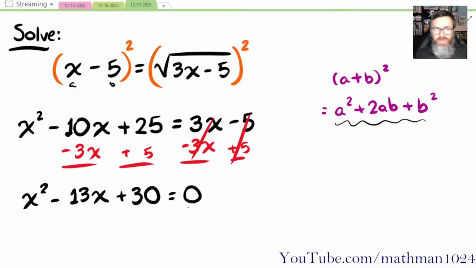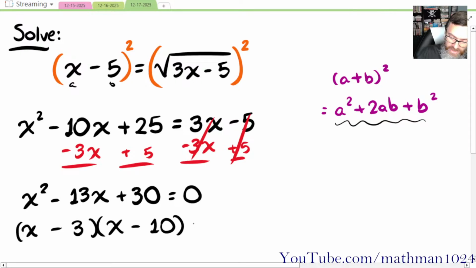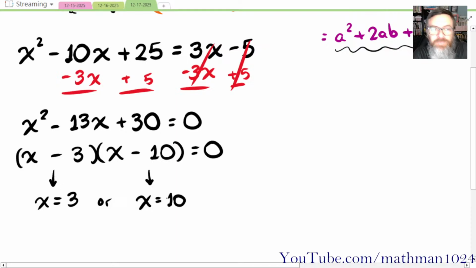We already know that we can't use the square root property. What about factoring? Are there factors of 30 that add to 13? And it should only take a moment for us to realize that those factors are going to be 3 and 10. So x minus 3 times x minus 10 equals 0. So from here we get x equals positive 3, and the other one is x equals positive 10.